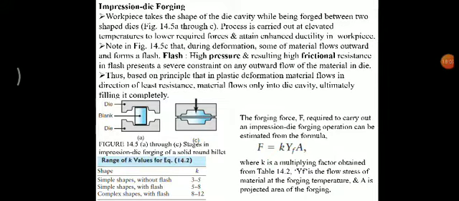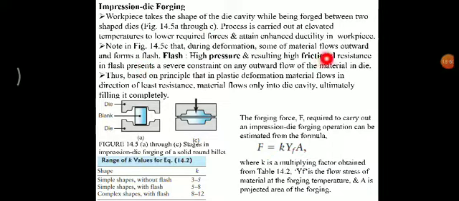Now the impression die forging process is there, which we will see in depth. The workpiece takes the shape of the die cavity while being forged between the shaped dies. The process is carried out at elevated temperature to lower the required forces and enhance the ductility of the material. In further slides there is a data table related to the forging temperature of metals: the range of temperature for a particular kind of metal at which we can forge it very efficiently.